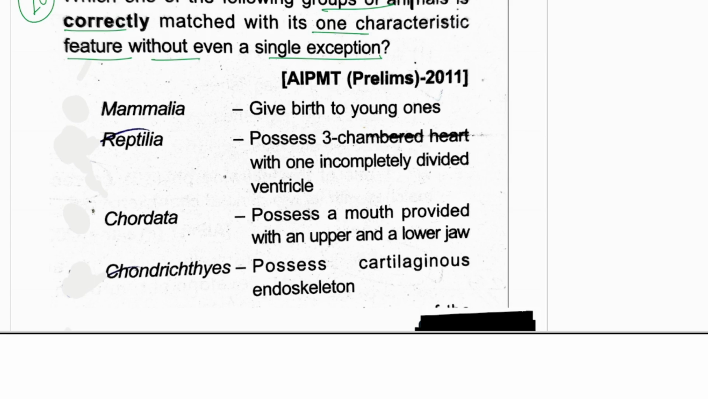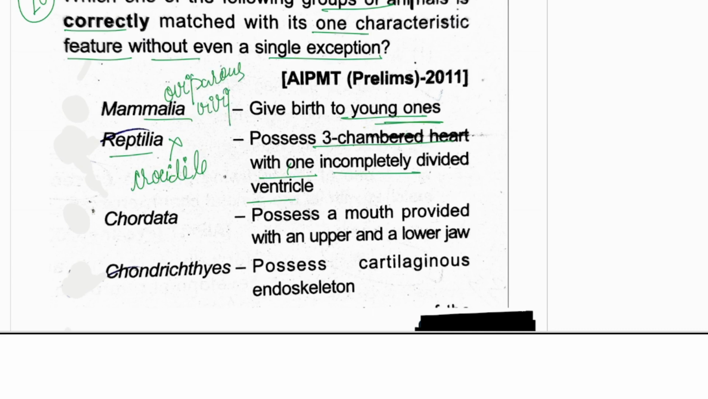Okay, so here let's see. Reptiles possess a three-chambered heart with one incompletely divided ventricle, but they have not mentioned the crocodile, so it is incorrect. Mammalia give birth to the young ones. But some mammals, as I told you, are oviparous as well as viviparous. Some are viviparous also, right? So that is not absolutely correct.